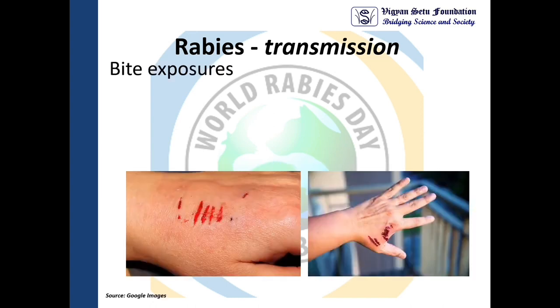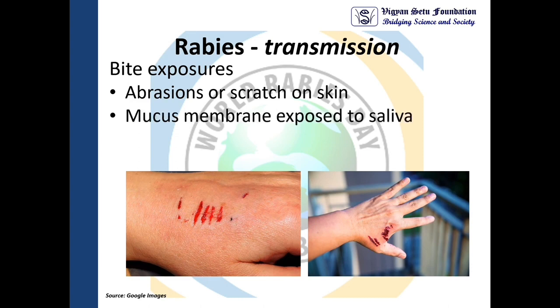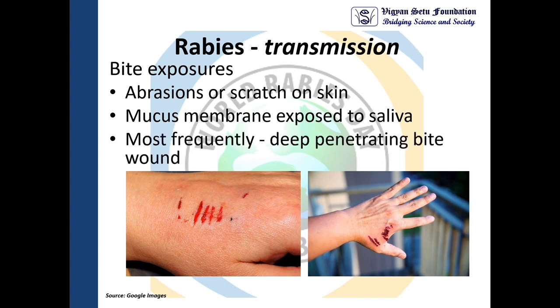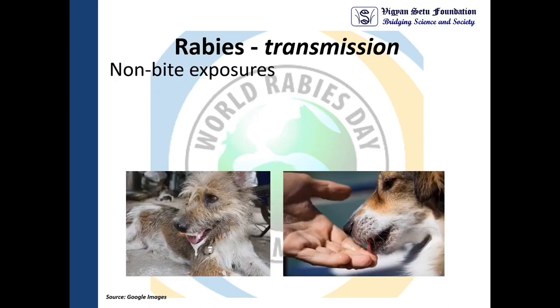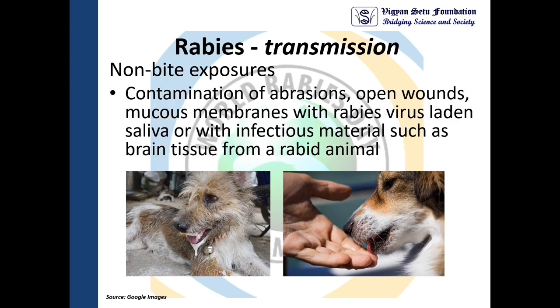Bite exposures can be of varied degrees, like abrasion or scratch on the skin, mucous membranes exposed to saliva, but most frequently of these are the deep penetrating wounds. The non-bite exposures occur when rabies virus-laden saliva contaminates the abrasion, the open wounds, or the mucous membrane.